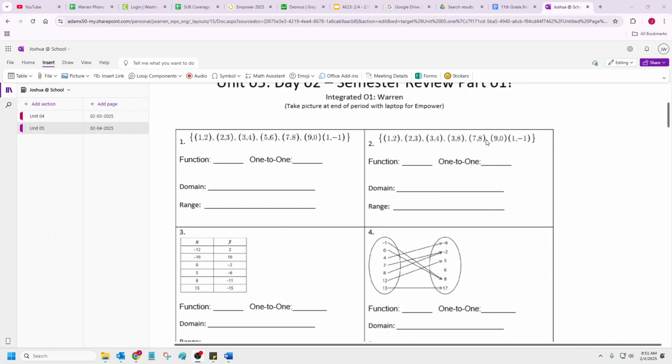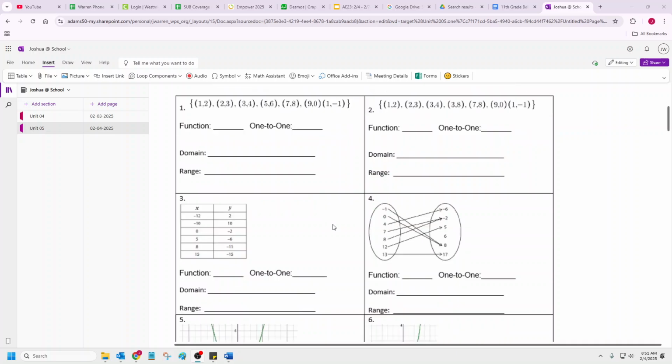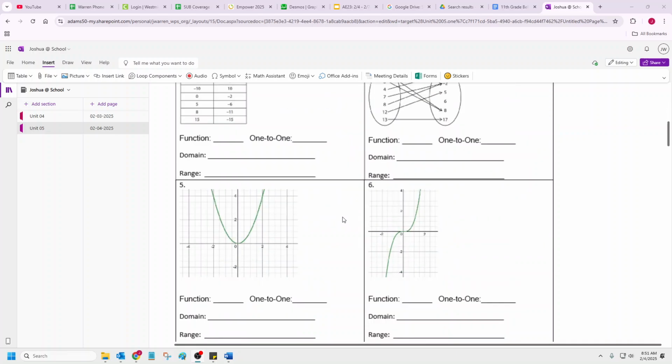Check out these numbers and points. They look very similar. They're a little different. Tell me if they're one to one and give me the domain and range, etc. We just did this on the test.